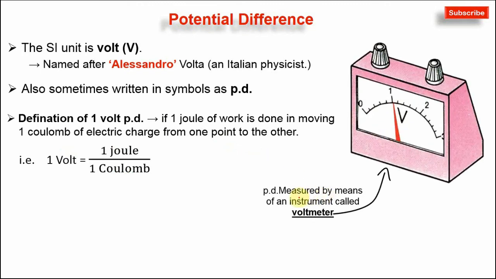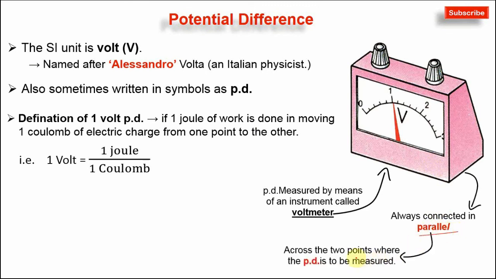Potential difference is measured by an instrument, and the name of the instrument is the voltmeter. Here in the image you can see a voltmeter, and on the voltmeter this is the dial gauge, and with the help of this dial gauge and pointer we can get the values of potential difference in the unit of volt. And this voltmeter is connected in parallel across the two points where potential difference is to be measured.